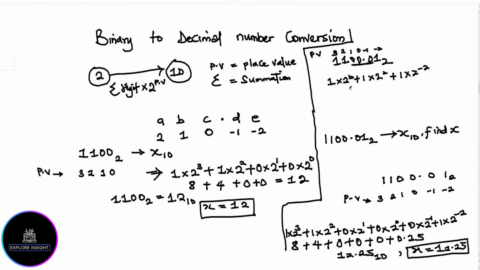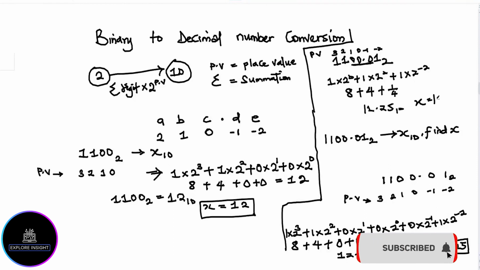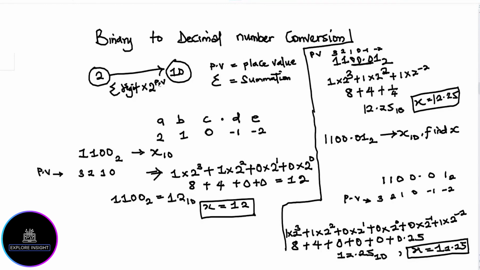So at the end of the day, we have 2 raised to the power 3 to be 8, plus 2 raised to the power 2 to be 4, and here we have 1 over 4, and this 1 over 4 is the same thing as 0.25, so we have 12.25 in base 10. So our X is 12.25. That's pretty easy this way, rather than going through the other way. I believe you'll be able to understand this conversion.